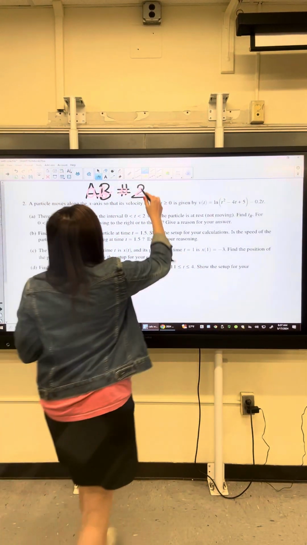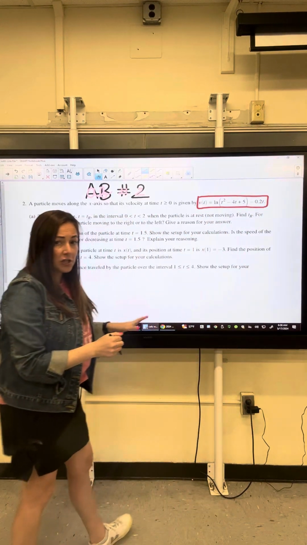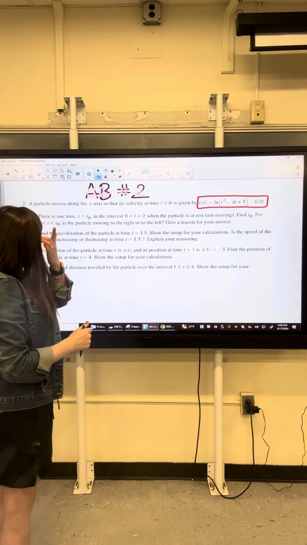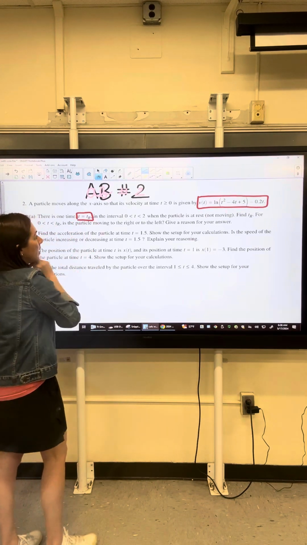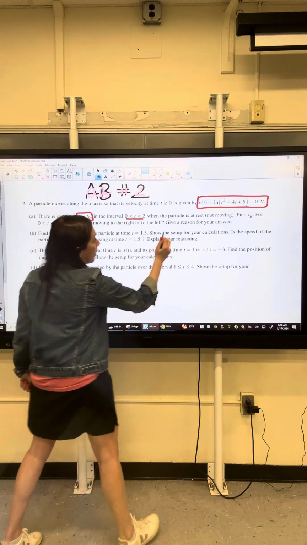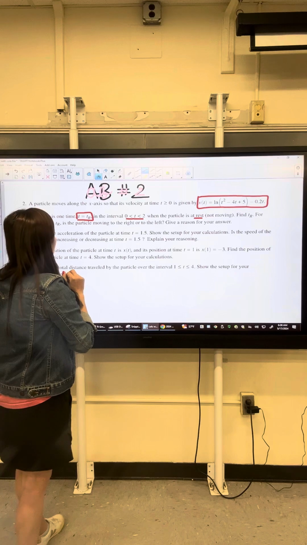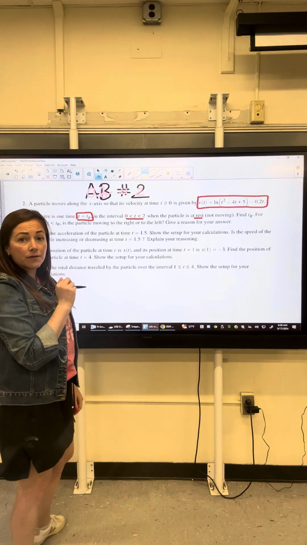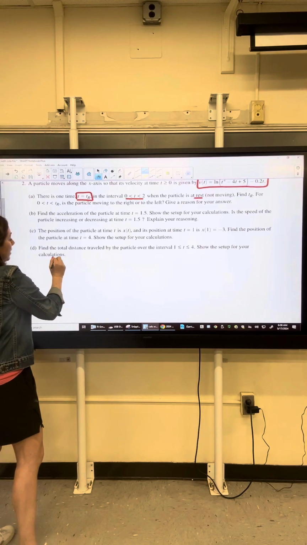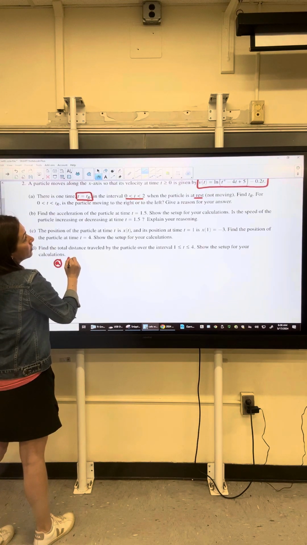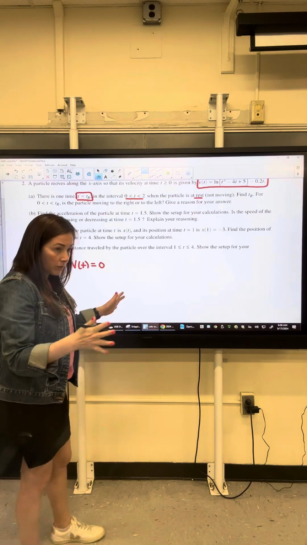Okay, so they give us the velocity function here, which you should immediately type into your calculator, and I did. And they say, this is interesting how they phrase it, there's one time t sub r only in the interval 0 to 2 when the particle is at rest. Find t sub r, find if the particle is moving to the right or left, give reason for your answer. Okay, so first thing we're going to do, you should have written down that when velocity is equal to 0 is when we are not moving.